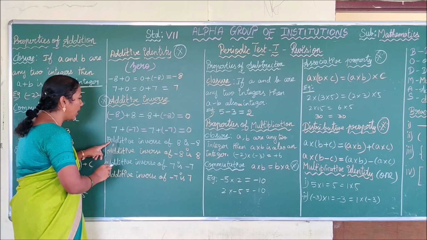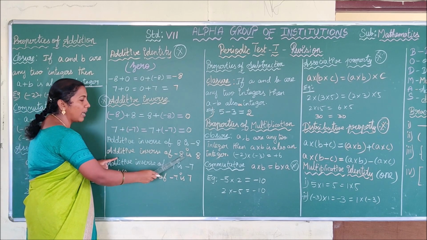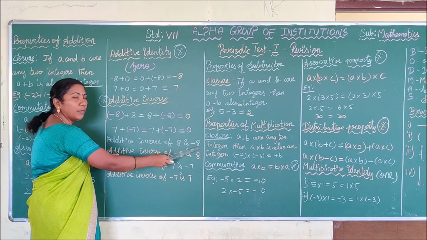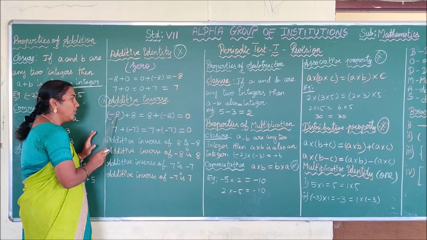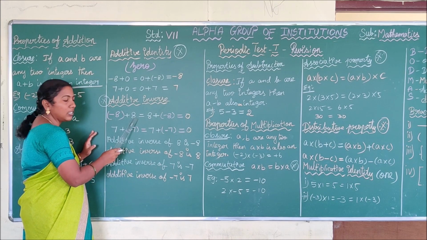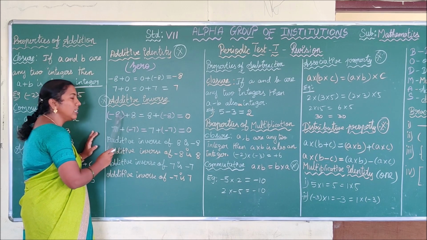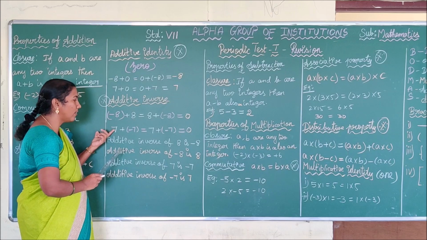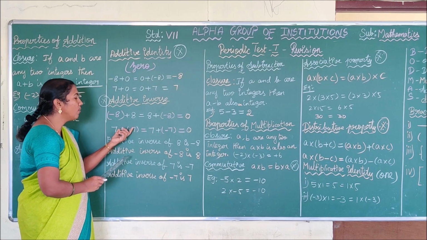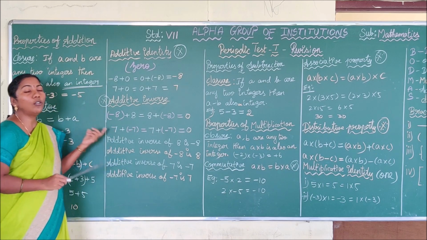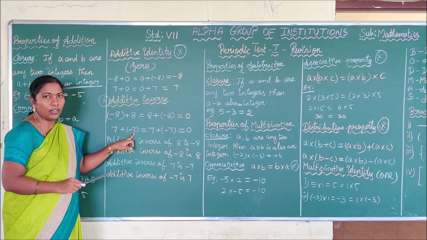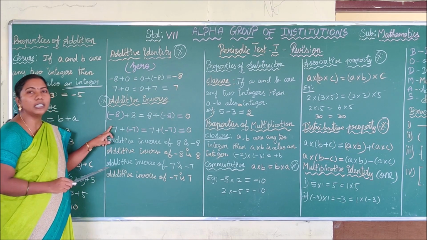For this you have to write, additive inverse of minus 8 is 8. You can also say additive inverse of 8 is minus 8. See here children, additive inverse of minus 8 is plus 8. Additive inverse of plus 8 is minus 8. Similarly, the inverse of 7 is minus 7. Inverse of minus 7 is 7. You have to say additive inverse. Additive inverse of 7 is minus 7. Additive inverse of minus 7 is plus 7.